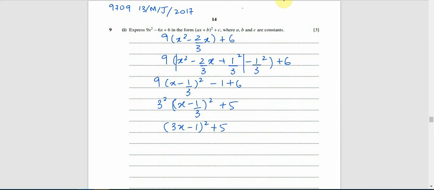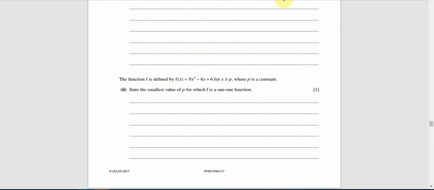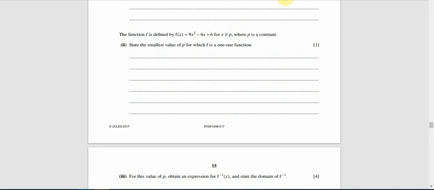And the second part, let's go forward to the second part. The function f is defined by f(x) equals 9x squared minus 6x plus 6 for x is greater than or equal to p, where p is a constant. State the smallest value of p for which f is a one-to-one function.